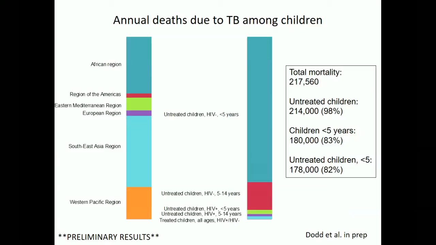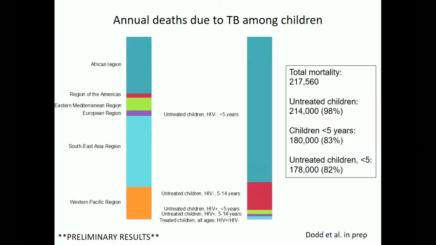The bottom line is that we estimated that around 218,000 children die each year due to TB. In this bar, you can see how that breaks down by region. As you would expect, the largest share of those is due to children in Southeast Asia, which I think is unsurprising, given that's where India is. And then the second largest group is those in Africa.